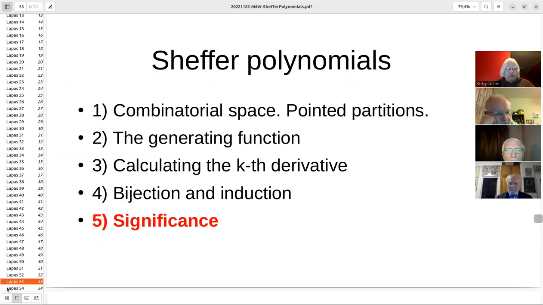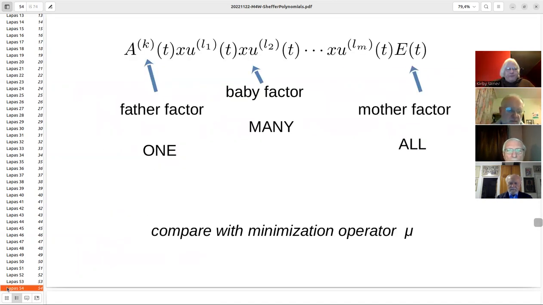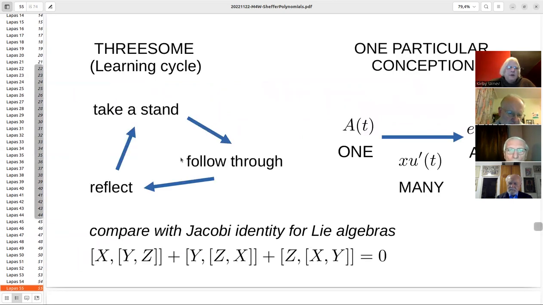But maybe I'll just say, what do I think is the significance? One is that this idea of the father, the baby, the mother relates in this language of wondrous wisdom with the one, many, all. And if you've seen the introduction to Math for Wisdom, I talk about the minimization operator mu. That's in a completely different situation, but you get the same cognitive framework, with different intuition in different cases. What could that possibly mean?